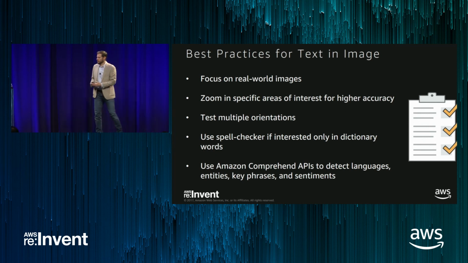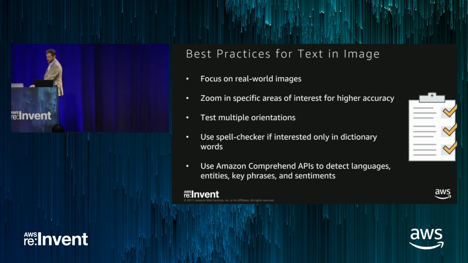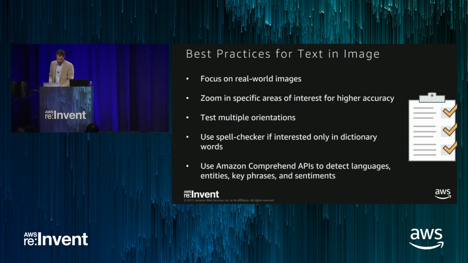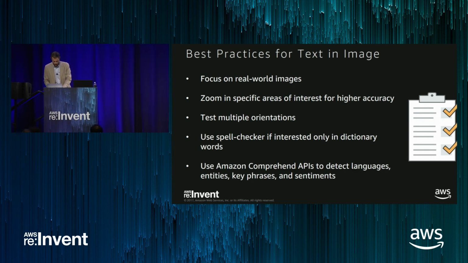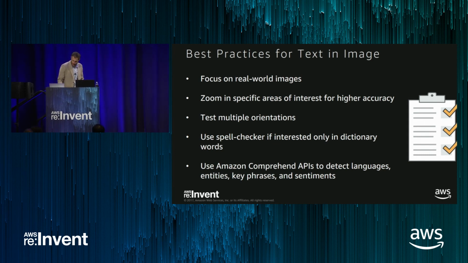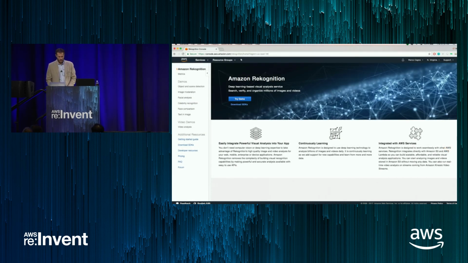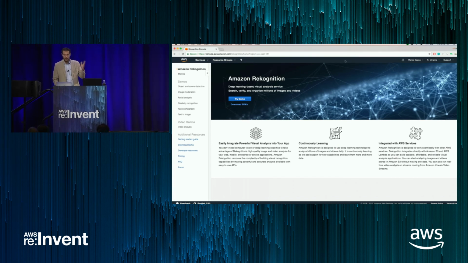I want to do a quick demo, just run through the console for those of you that are not familiar, to see how this thing works. So this is the AWS Management Console. For Amazon Rekognition, on the left you see all the image APIs and functionalities, and down here you find video analysis.